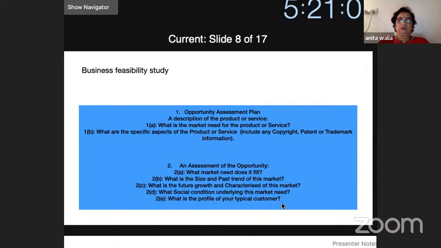What's the social condition? Sometimes you develop a product which can actually hurt social sentiment, especially in India. We have caste, we have religion, and we are very sensitive towards those issues. Your solution might not be liked by a certain community, so you have to think about it. What is the profile of your customer? Who will be your customers?